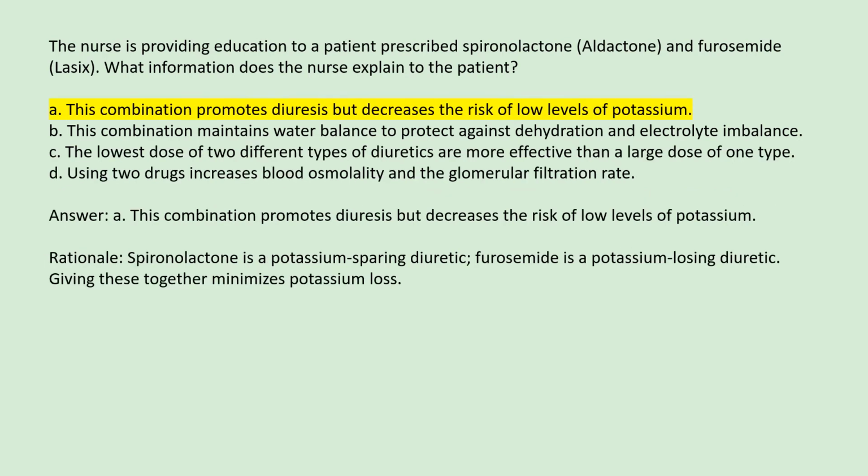Answer: A. This combination promotes diuresis but decreases the risk of low levels of potassium. Rationale: spironolactone is a potassium-sparing diuretic. Furosemide is a potassium-losing diuretic. Giving these together minimizes potassium loss.